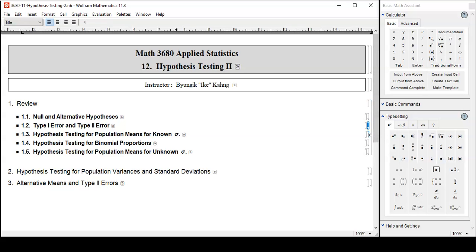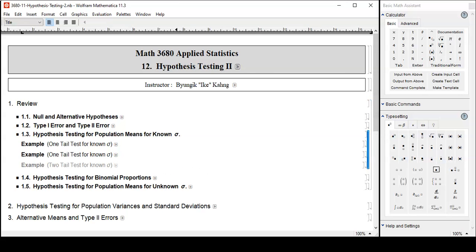Type 1, hypothesis testing for population means for known population standard deviation sigma. Now, what do you mean by known sigma? Isn't it really an outrageous assumption? Well, for interval estimation, this was indeed outrageous because we didn't really have a good idea what the population mean was, yet we know about sigma.